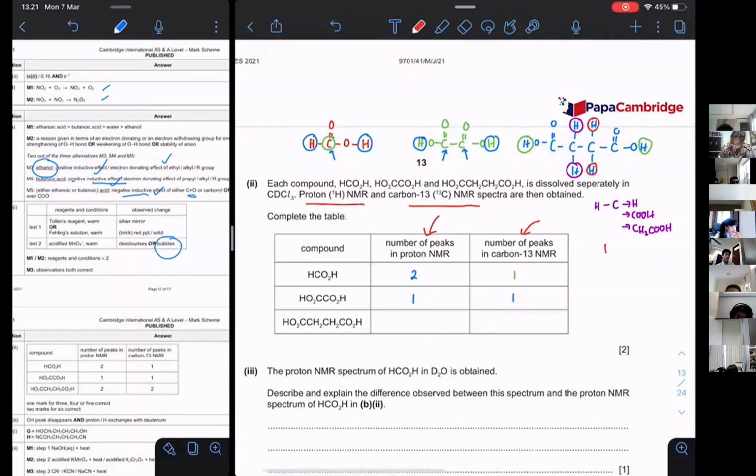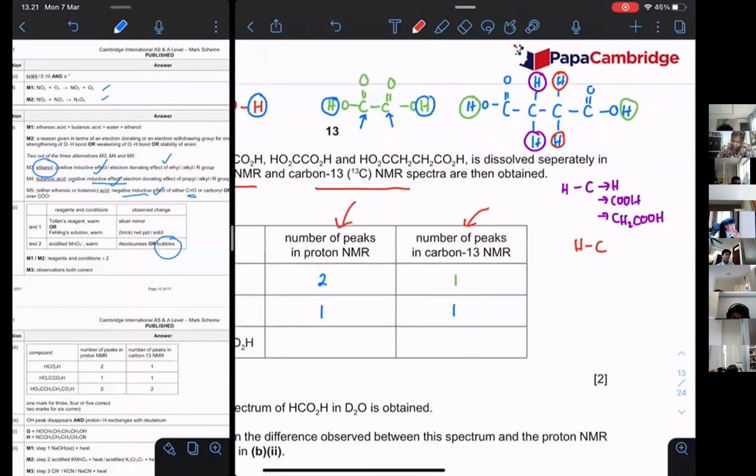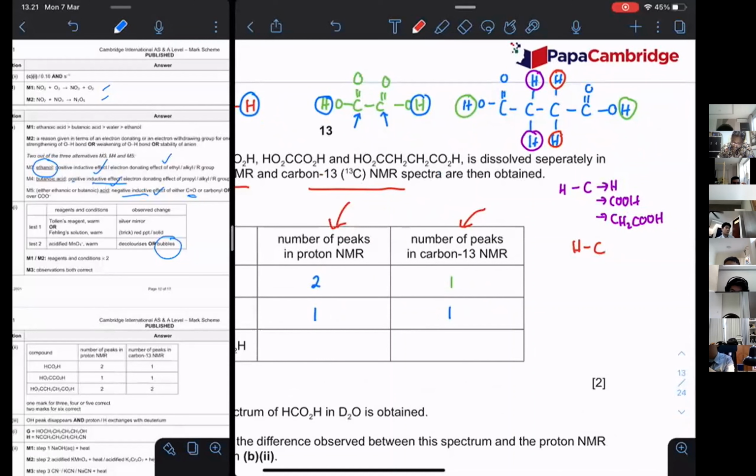So let's see whether they are the same or not. The hydrogen is attached to a carbon that is bonded to another hydrogen, and then it is also bonded to COOH, and it is also bonded to CH2COOH. So you see, same. So I can simplify that this and this are the same environment. So how many hydrogen environments? There are a total of 2.